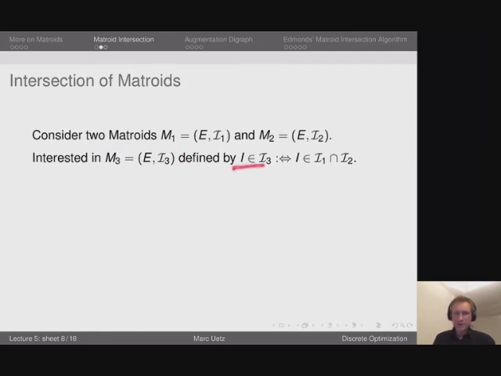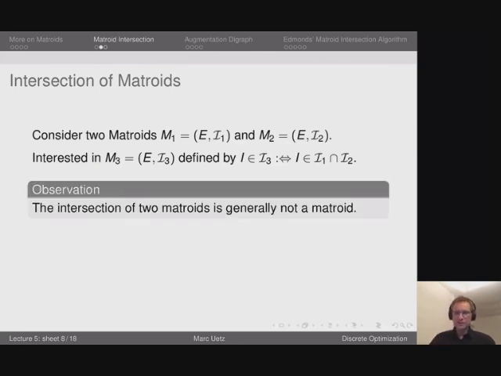And a set is independent in M3 if and only if it's independent in both matroids M1 and M2 here. Okay. Unfortunately, the name is not correct, so M3 is not... So this is a subset. This is a collection of subsets again. It will contain maximal independent sets and so on. But unfortunately, it's not a matroid.